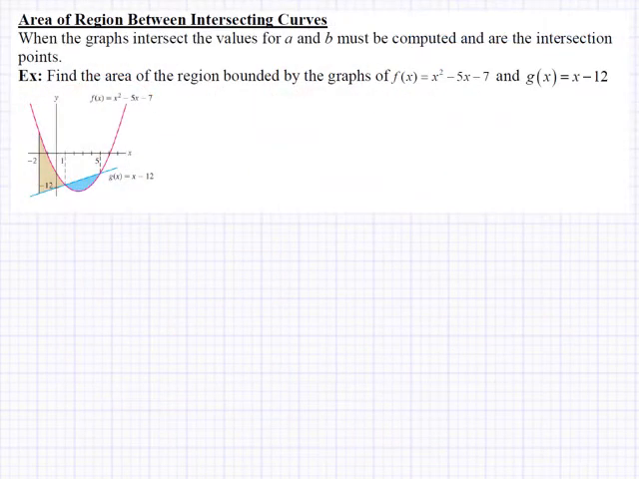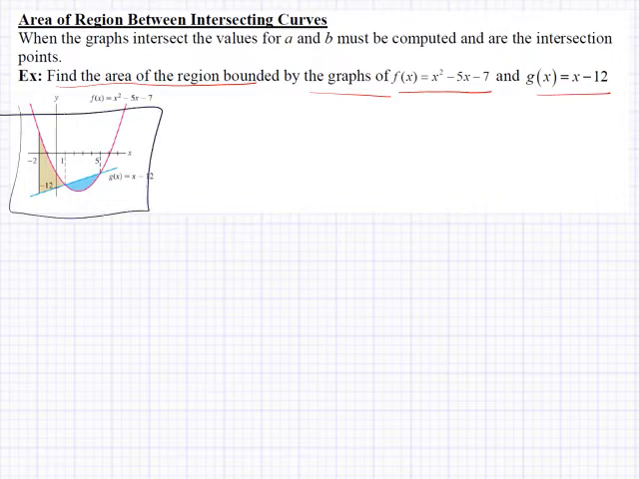So in this case, we're looking at the area between intersecting curves. So that idea of the width is still to be determined. The a to b, those vertical lines that we looked at in the last example, 0 and 1, are not given here. So it says find the area of the region bounded by the graphs of f of x, which is x squared minus 5x minus 7, and g of x, which is x minus 12. And so if you were to graph these two functions, this picture clearly defines those. You see the parabola and the line. And the area bounded between them would be this blue area here.